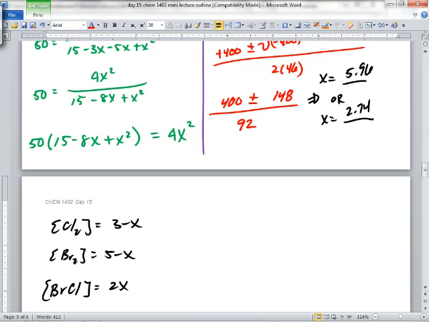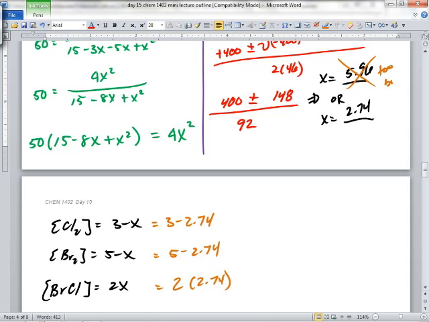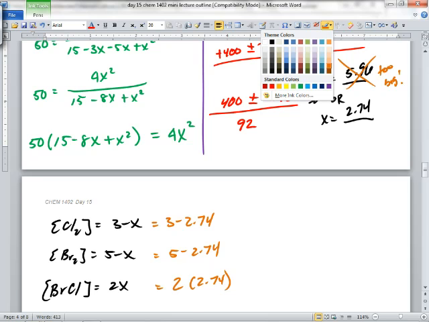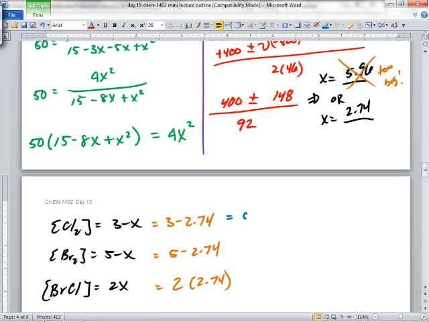So that's going to be 3 minus 2.74, 5 minus 2.74, and 2 times 2.74. The 5.96 is too big, you get negative answers with it. Okay, so what do you get? 0.26. And what's that one? 5.48.